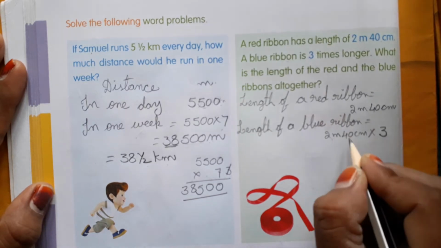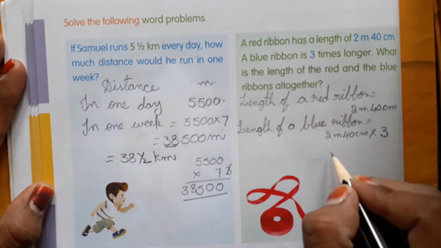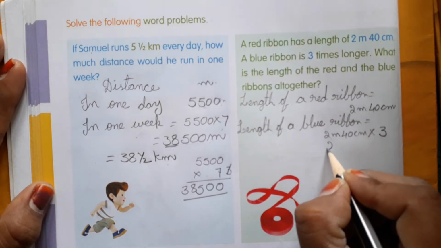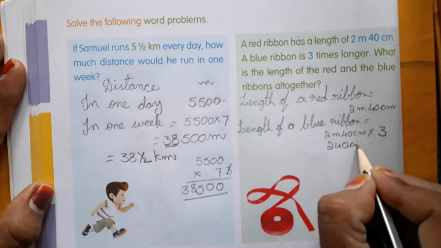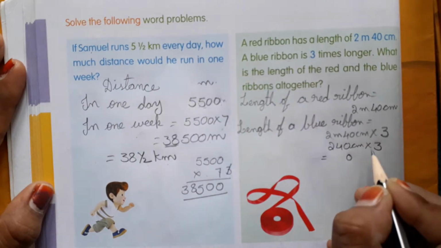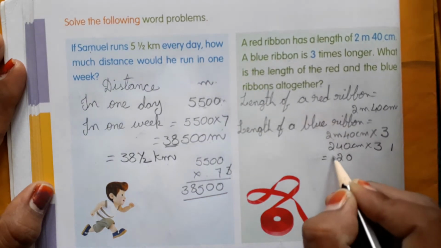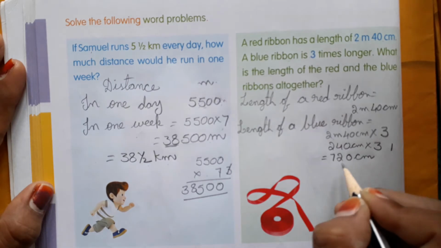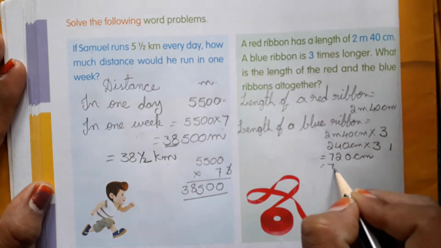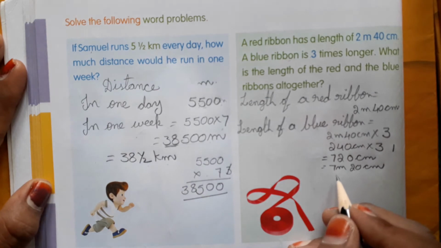So convert 2 meters 40 centimeters into total centimeters. 2 meters means how many centimeters? 200 centimeters. 200 centimeters plus 40 centimeters, 240 centimeters into 3. So multiply with 3. 3 zeros are 0. 3 fours are 12, 1 is carried forward. 3 twos are 6, 6 plus 1, 7. 720 centimeters. Convert them into meters: 7 meters 20 centimeters. So up to here the problem is completed.